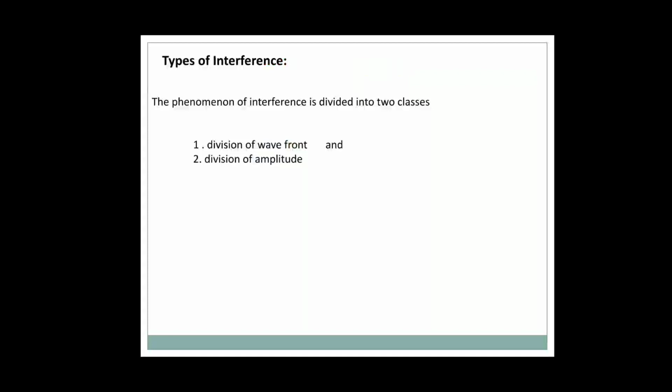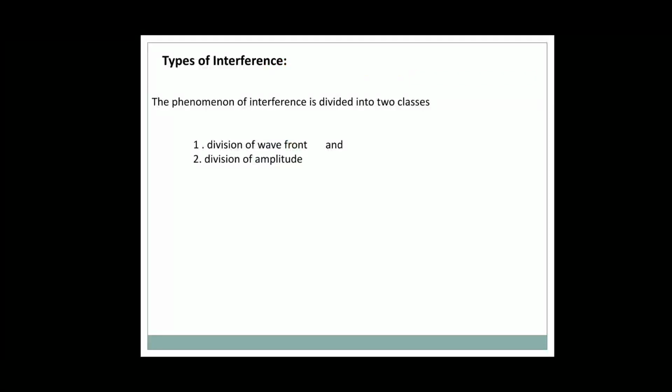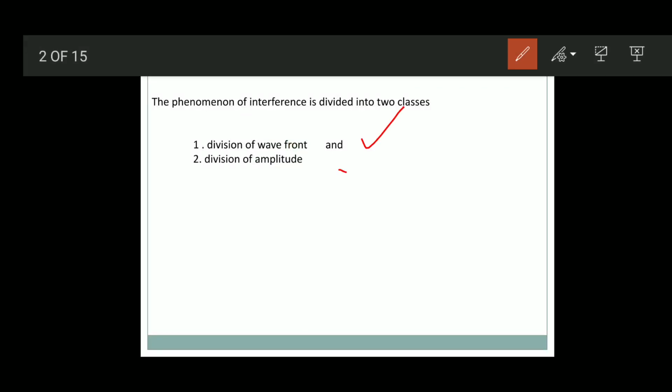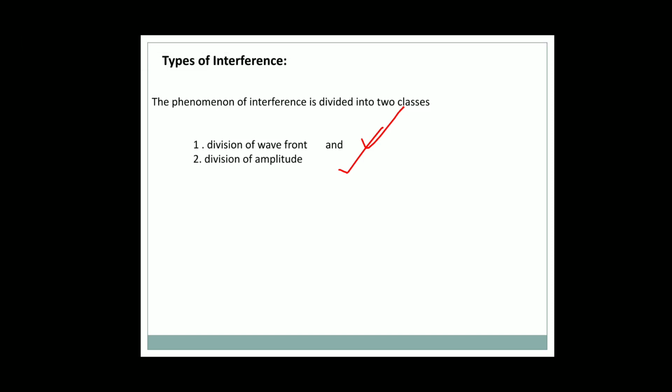To obtain the interference pattern, coherent sources are required. Coherent sources have a constant phase difference, equal amplitude and equal frequency. To obtain coherent sources, we have two classes: one is division of wavefront and the second is division of amplitude. By using these two methods, we can get two coherent sources or two coherent rays.